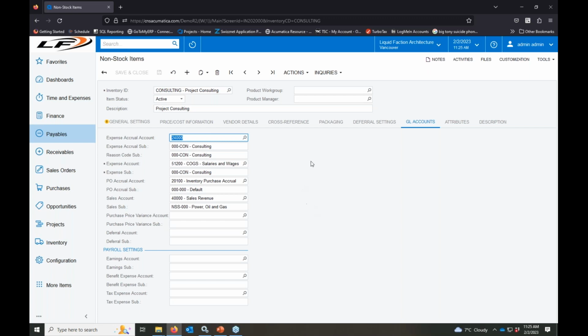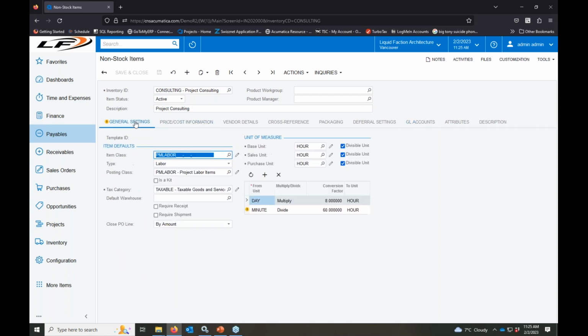So very similar information, just again, everything is going to really be dictated by classes and class defaults, which of course can then be updated as needed.